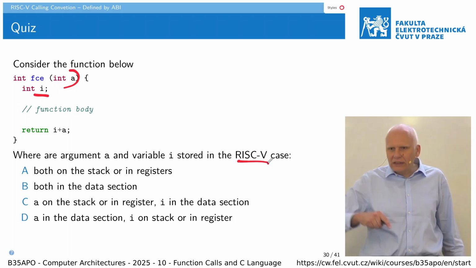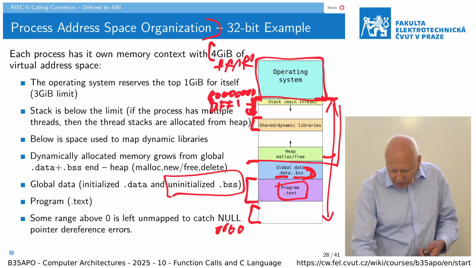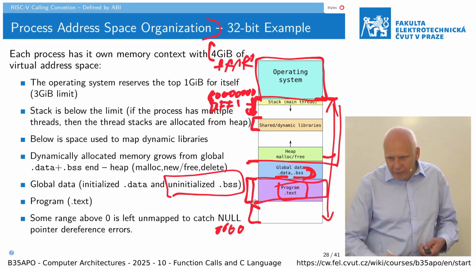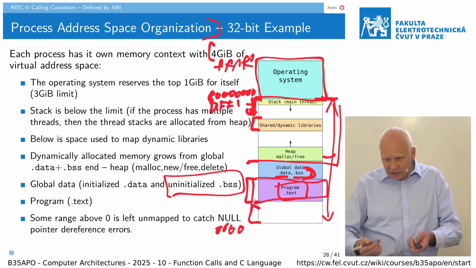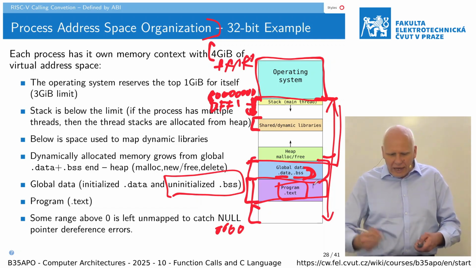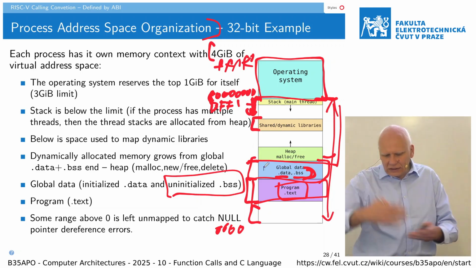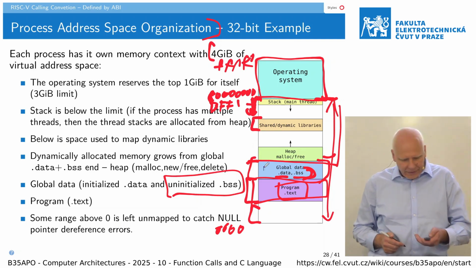It is the data section which is allocated. We have seen the data section here. You have the text, the actual program, then the initialized variables which are stored in the data section, and then there is a BSS section, and then the rest is left for a heap.